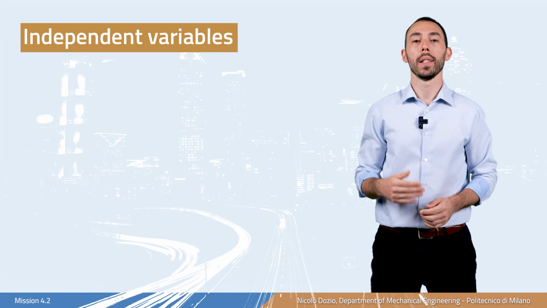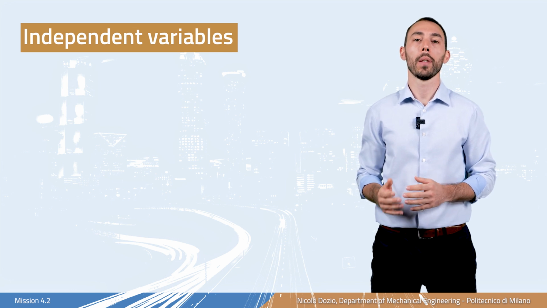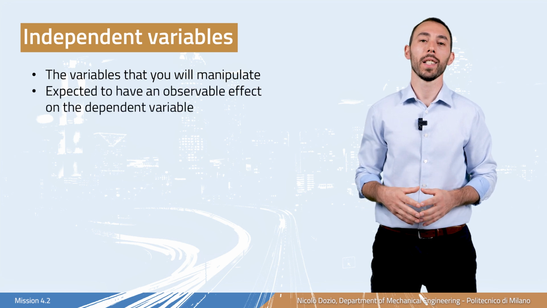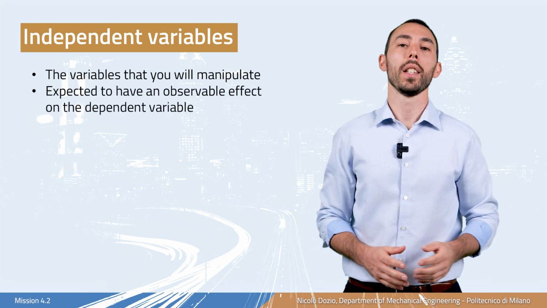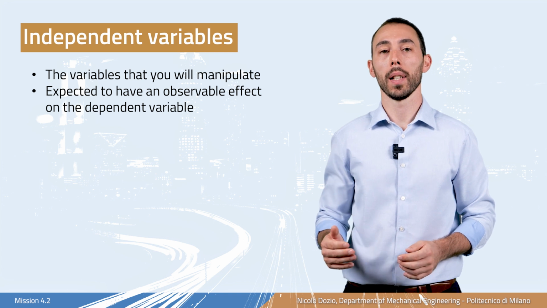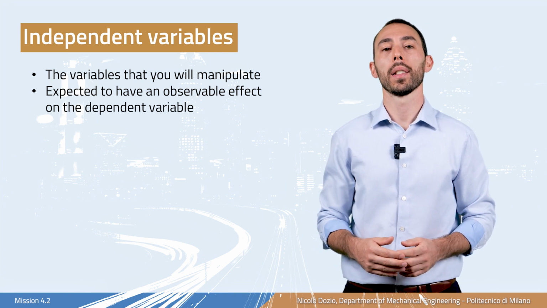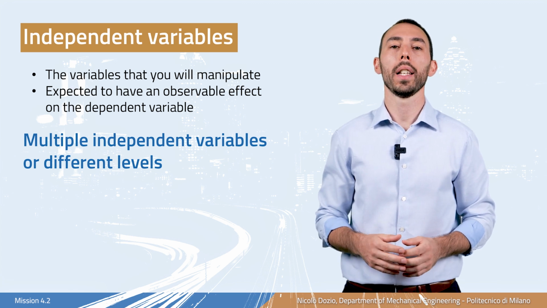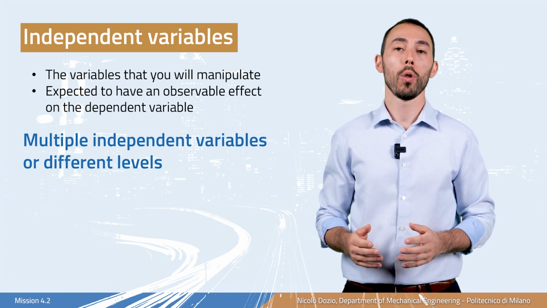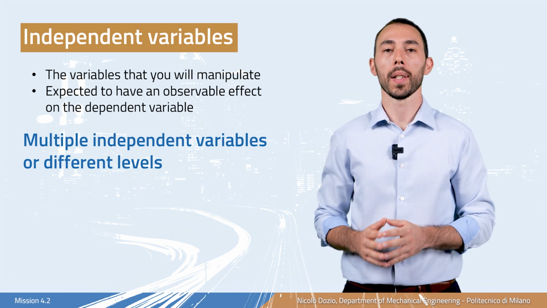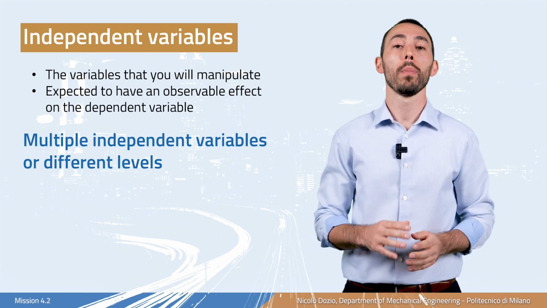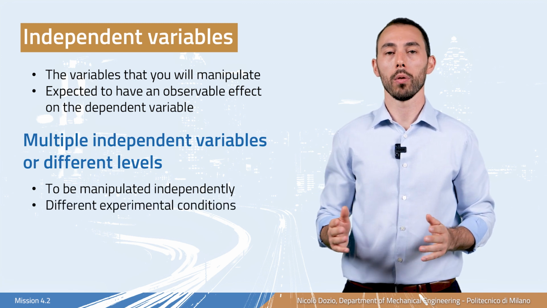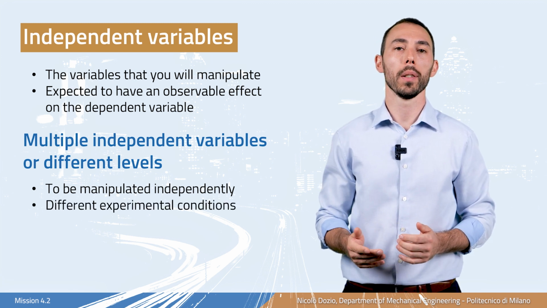It's important that in the experimental design it is clear which are the variables that you will manipulate and that are expected to have an observable effect on the dependent variable. Anyway, in an experiment you may have more aspects that you need to manipulate, and this means that you may have multiple independent variables. But even if you have only one, it may have different levels. To explore the effect that each specific level has on the dependent variable, they should be manipulated independently. To do so, you should have different experimental conditions, one for each level of the independent variable.